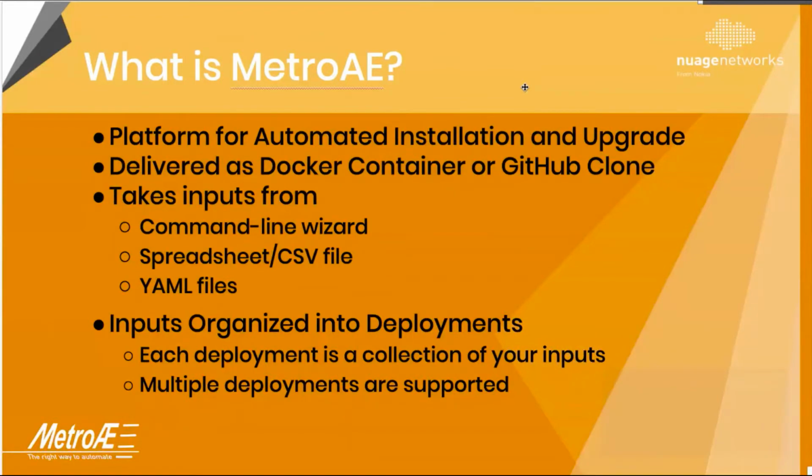In terms of the kinds of inputs that you provide to make MetroAE work, you have to choose. You can use our command line wizard, which will put you through a bit of an interview, ask you questions about your situation, and then fill out the input files for you. It will also do some checking of the environment to make sure that everything is set up correctly and ready to go. You can also provide inputs to Metro via spreadsheet or CSV file. We have a sample of that, by the way, that gets delivered along with Metro so that you'll have an example to start from.